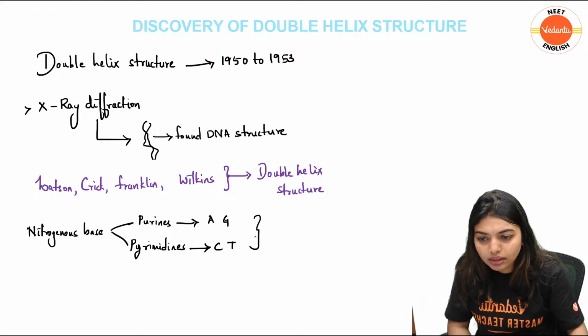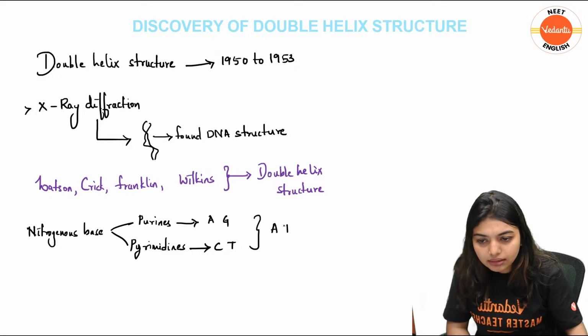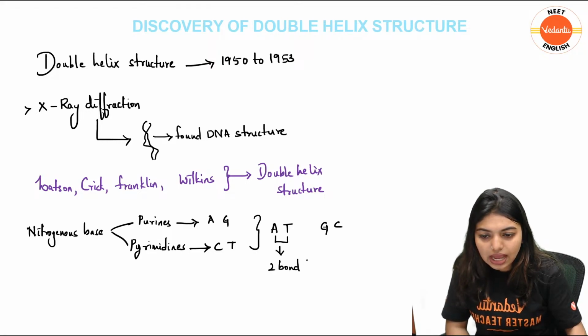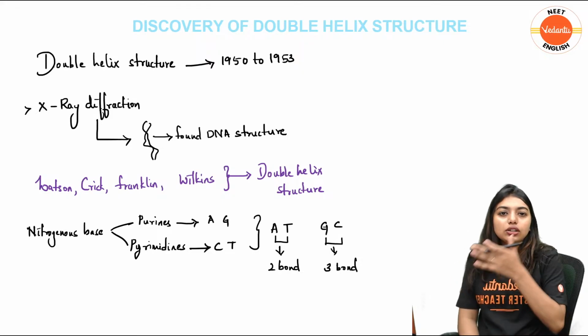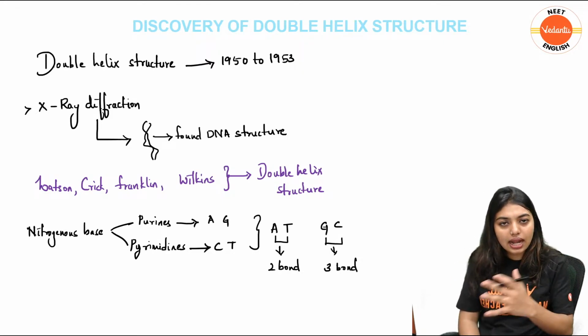Students, you can remember this way at Gopika ma'am's class. So A will always bind with T with 2 hydrogen bonds, and G will always bind with C with 3 hydrogen bonds. Simple. Okay. So at Gopika ma'am's class.